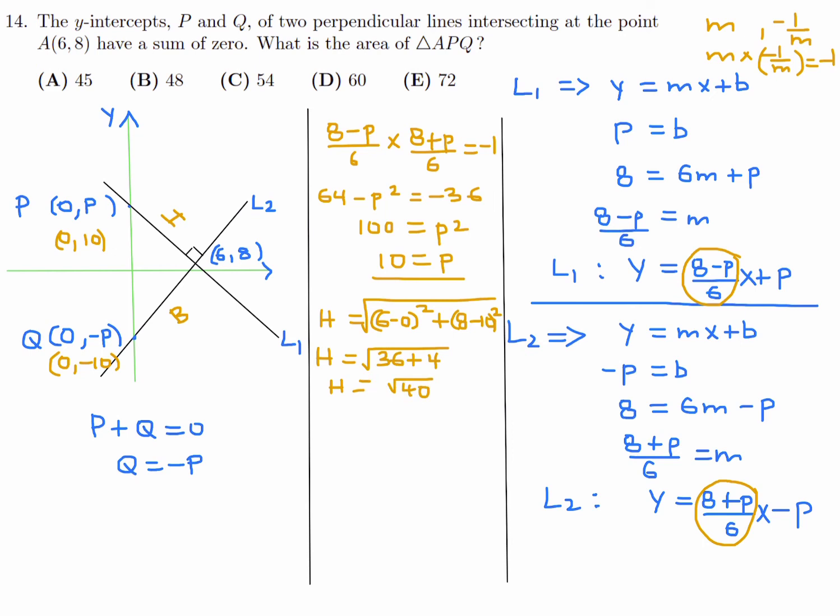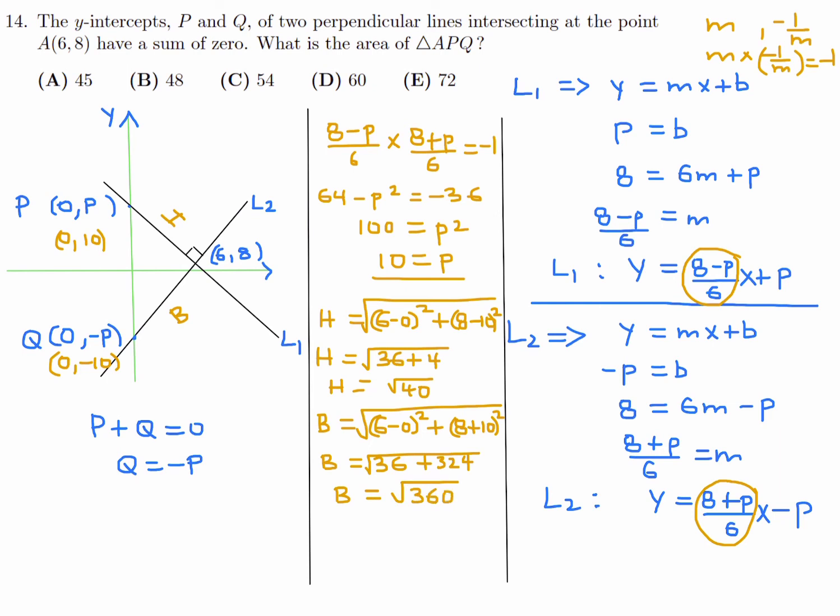Okay, great. Now let's figure out b. b is going to be the square root of (6 minus 0) squared plus (8 plus 10) squared, and that's going to be 36, and then 18 squared, 324. So b is therefore going to be the root of 360.